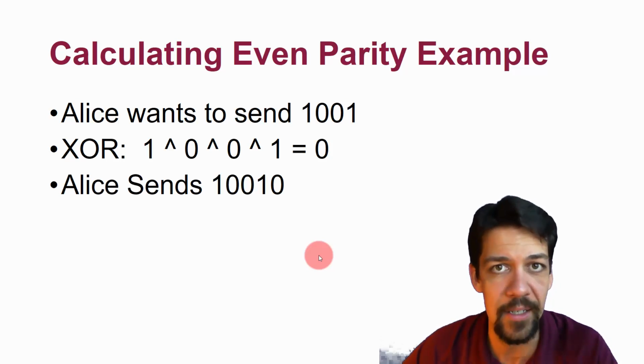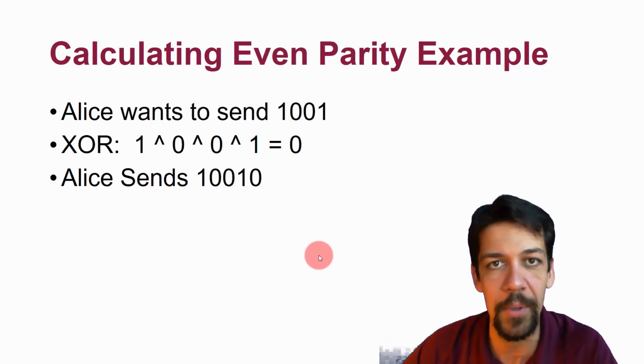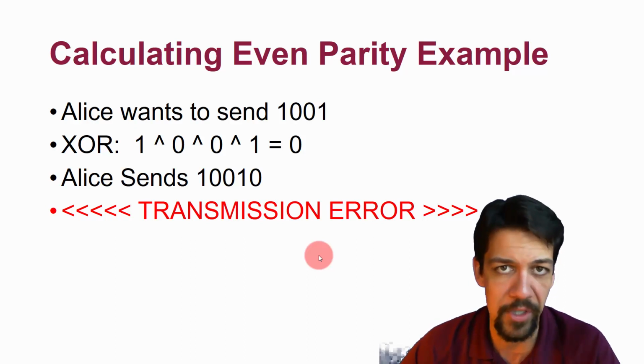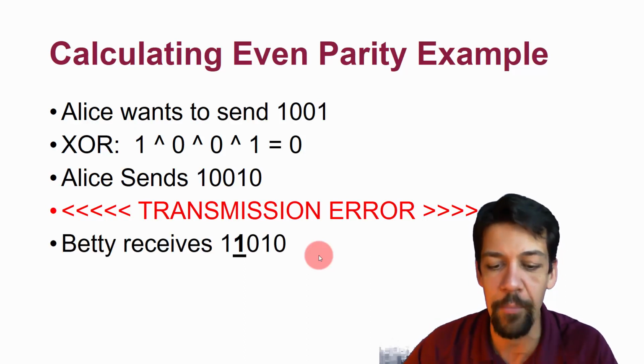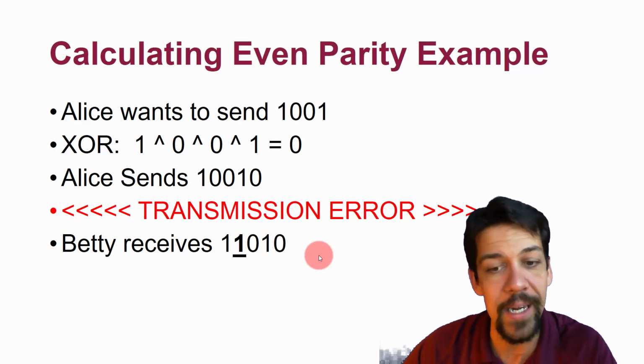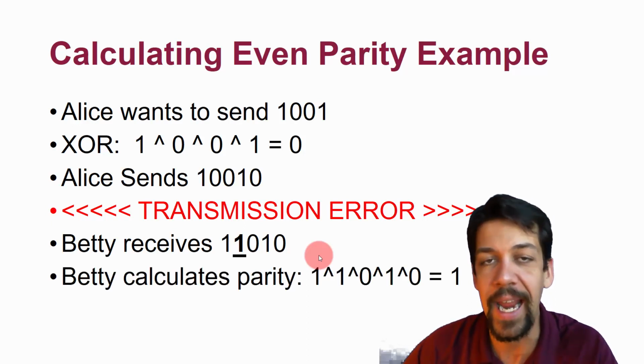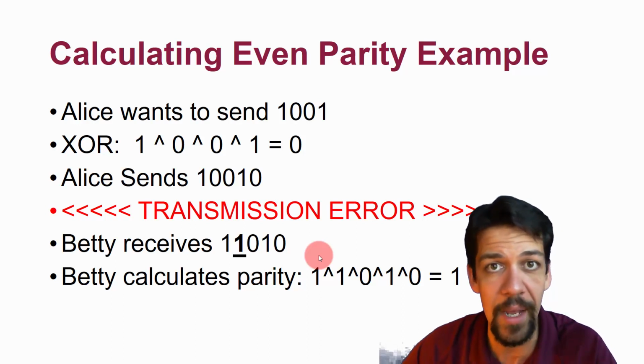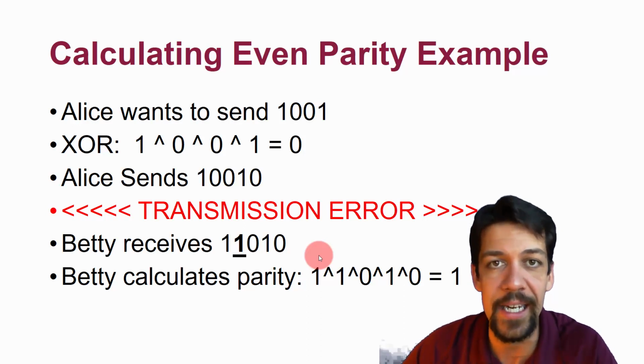Alice sends this to the other side, and the problem occurs during transmission. There's some kind of flaw, and Betty receives 11010. Betty then calculates her parity and finds out that for the entire message, all 5 bits, it equals 1, and that indicates to her that there was some kind of error.